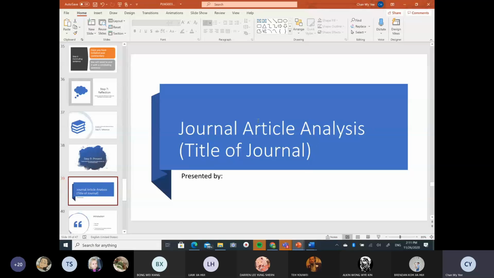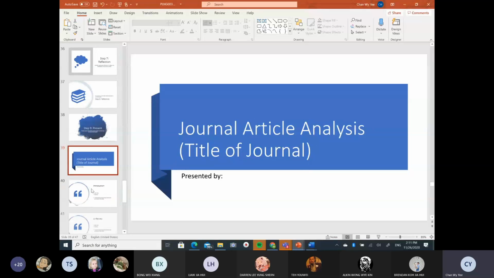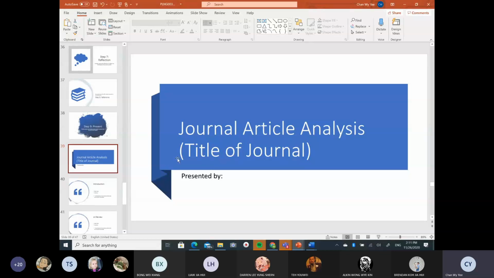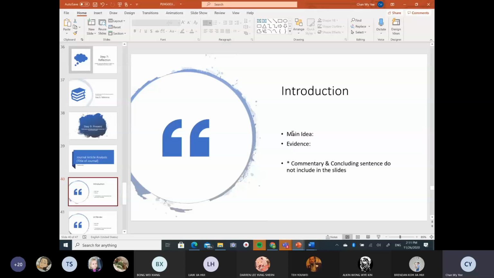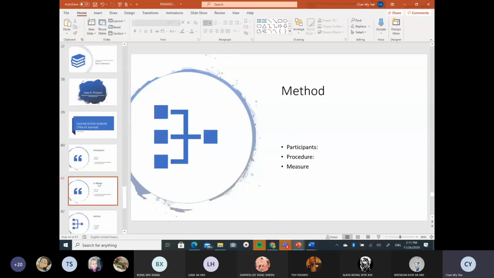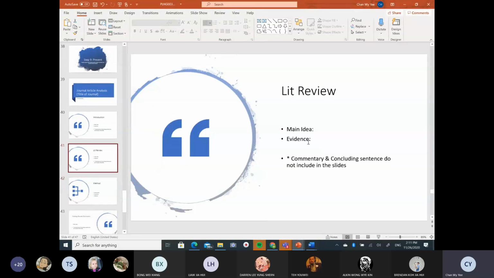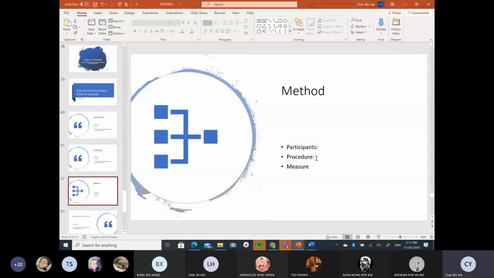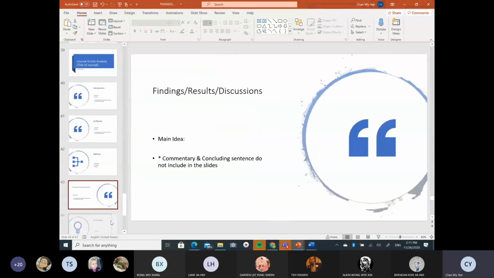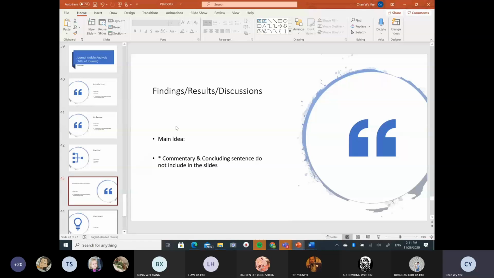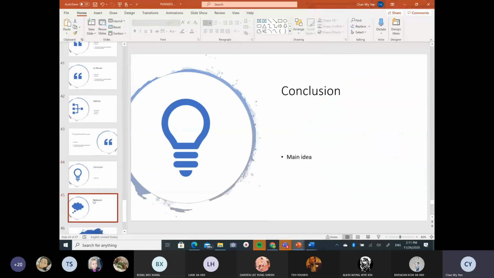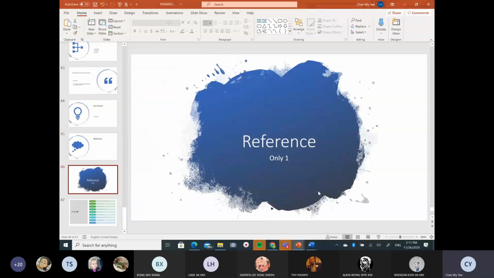Okay, so I have a template for the presentation. So journal article analysis, the title of the journal, this is a template. For the introduction, just put the main idea and evidence. Literature review as well, main idea and evidence. Method: the participants, the procedure, the measure. Then findings and results and discussions, just the main idea. Conclusion, main idea, then reflection, and finally your reference.